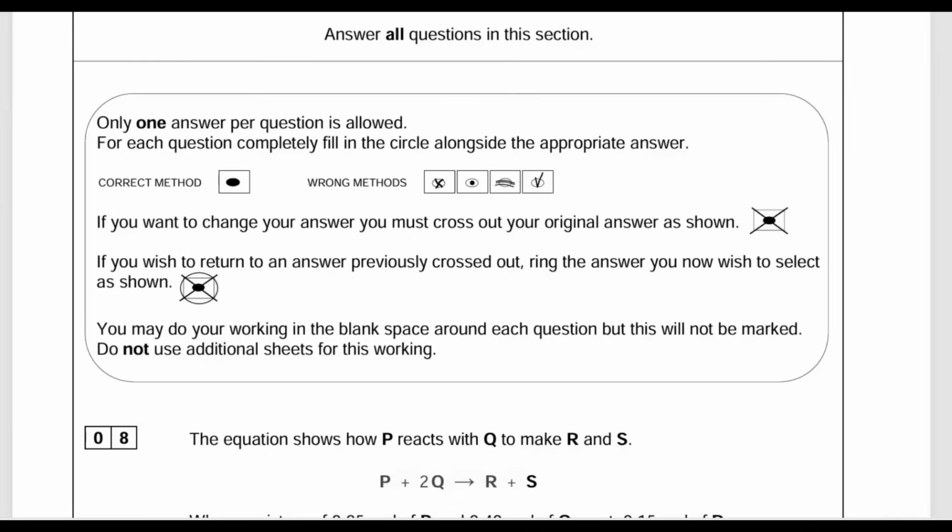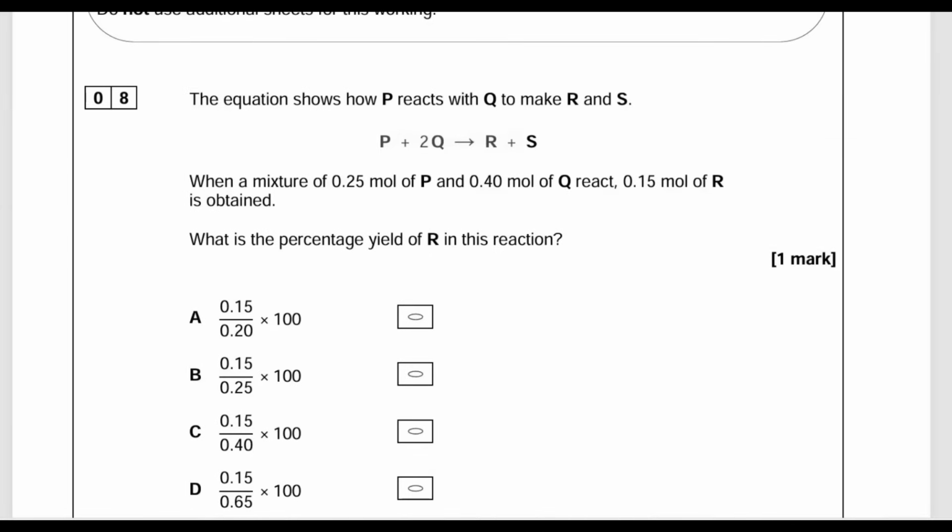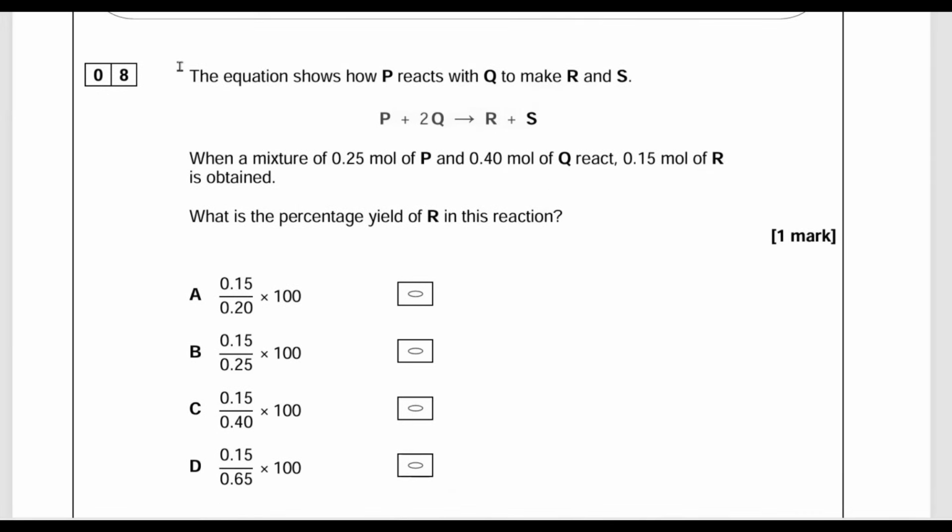Through the MCQ for the 2024 Paper 2 AS Chemistry AQA. Don't forget to pause the video at the start of each question and have a go, and then unpause and watch each question's explanation. Question 8.